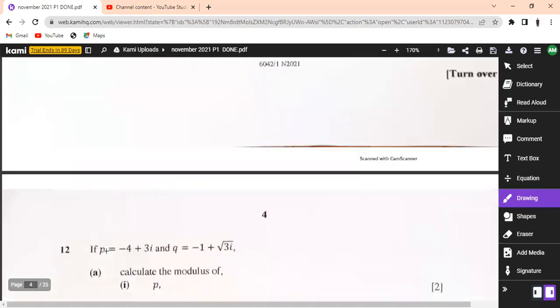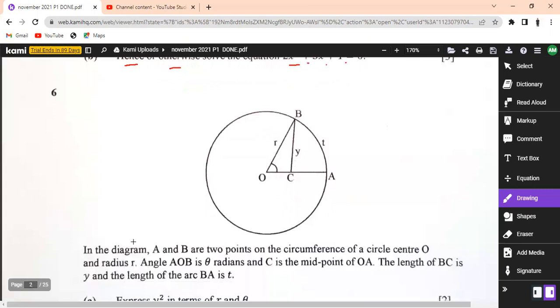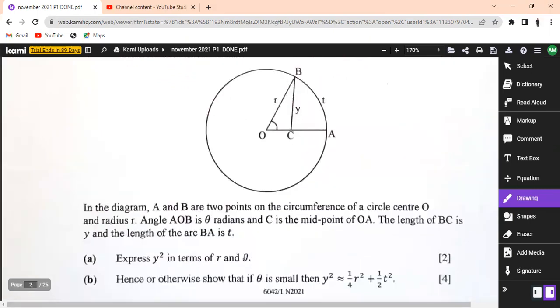So let's move on to the other part of the question where we are now given number 6. There is a sector. All right, so let's see what we have got. In the diagram, A, B, and C are points on the circumference of a circle, center O and radius R. The angle AOB is theta radians. So here they are saying there is an angle which is referred to as theta radians. C is the midpoint of OA. So this is the midpoint, that is, it is in between.